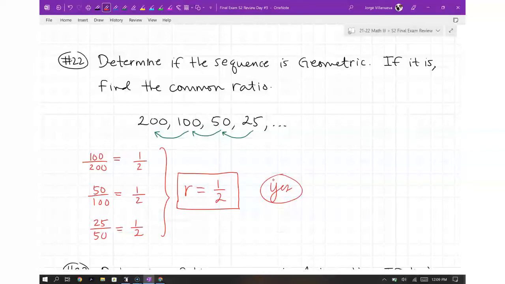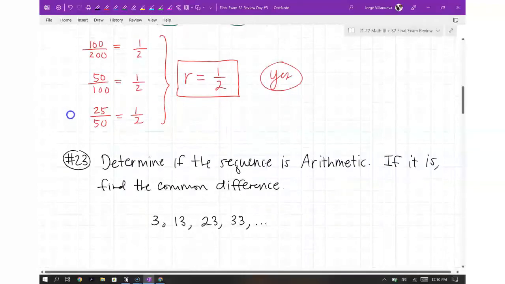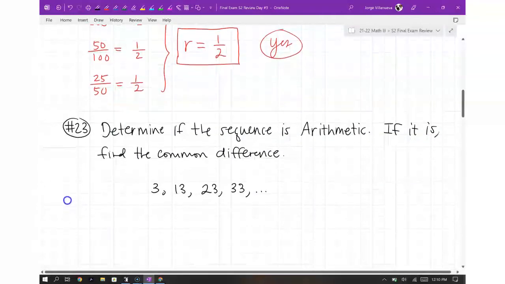Remember, with the geometric, the common ratio, you have to divide. With the arithmetic sequences, you have to find a common difference. So you're going to subtract. And that's what we're going to do next right now. A common difference. So here is number 23.